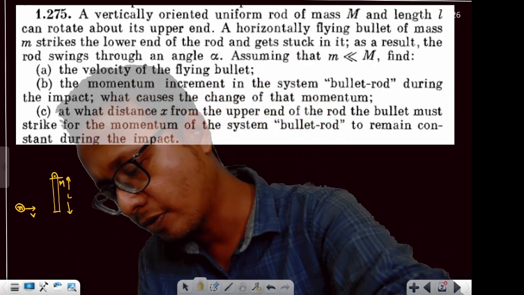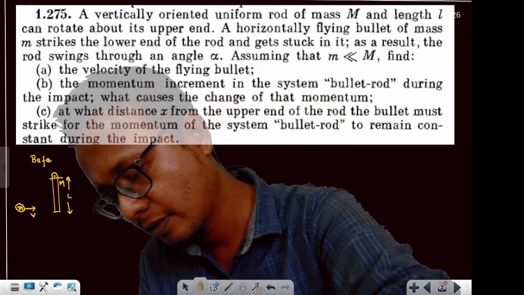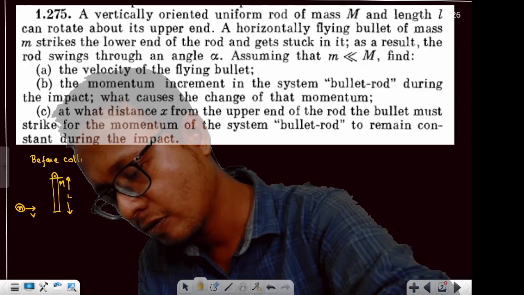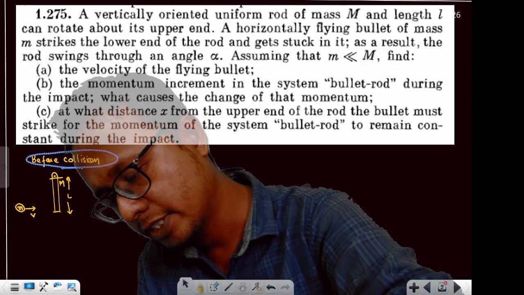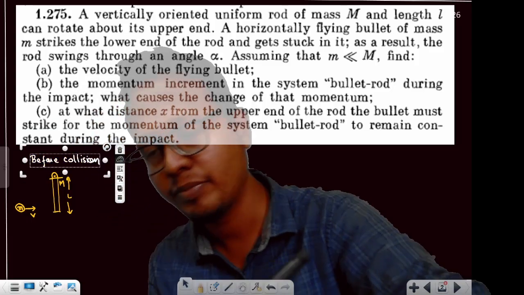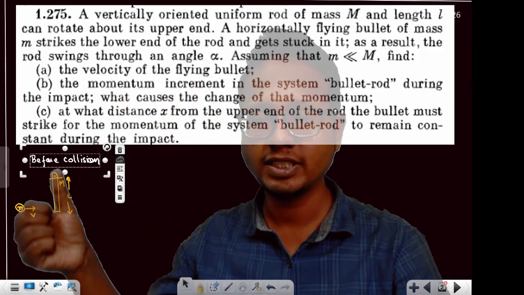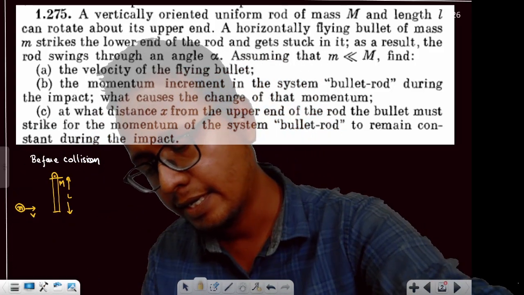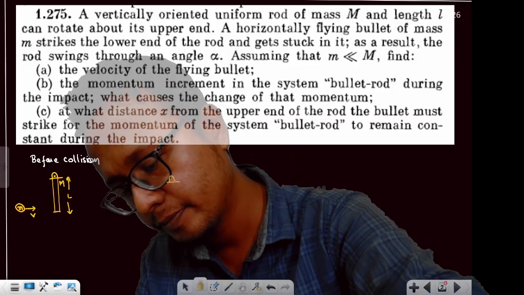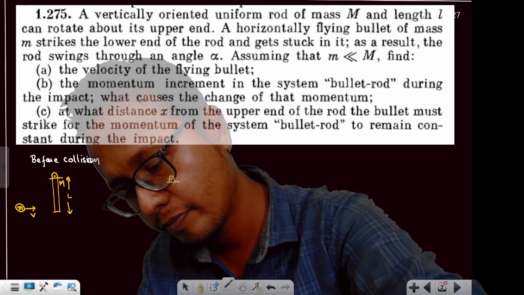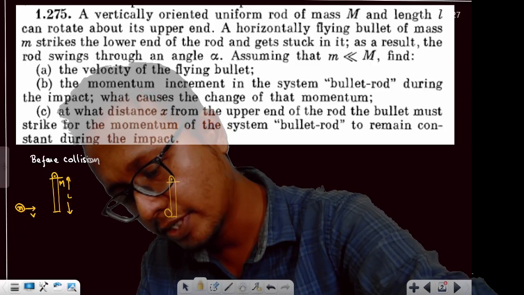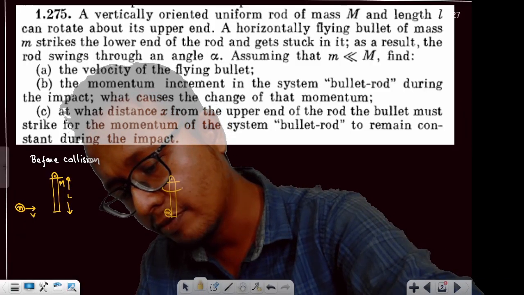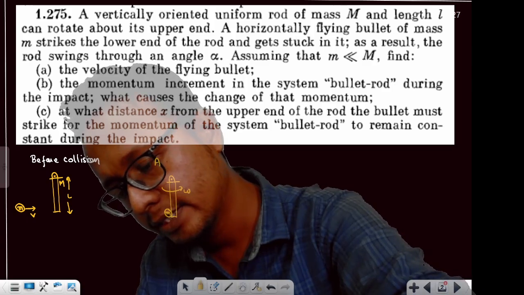Let's say this is before collision. Before collision, the ball would simply go, and the rod is initially static here. And let's say after collision, this is the same rod, the ball gets stuck here, m, and the system starts moving with angular velocity omega. This is after collision.